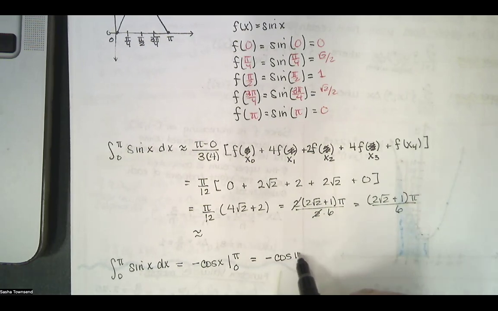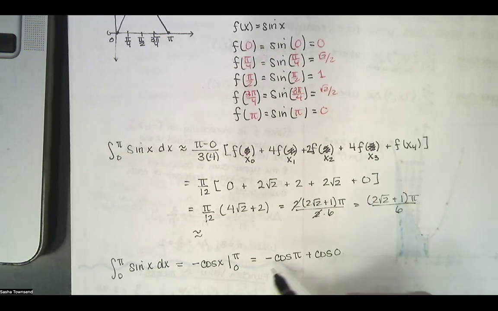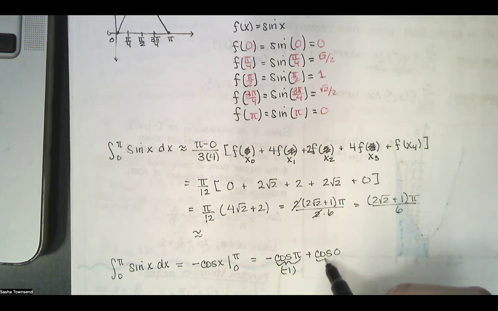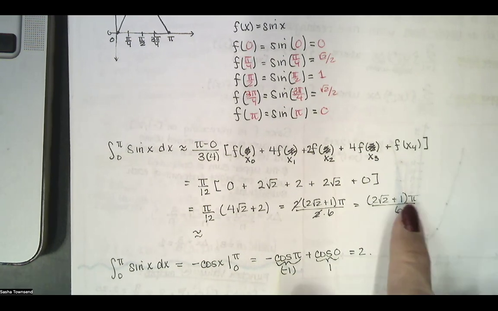So we'll get negative cosine of pi minus a negative cosine of 0. Subtracting a negative is the same as adding. This is a negative 1 times negative 1. So we get positive 1 there, plus 1. 1 plus 1 is 2. So this is 2, and that is our approximation.